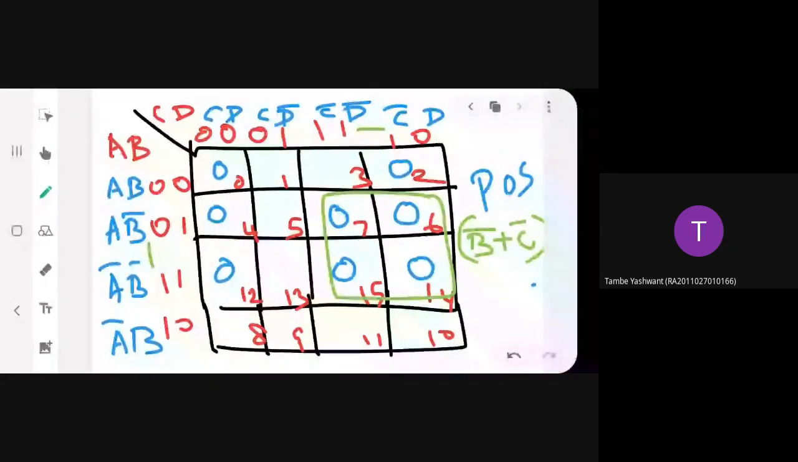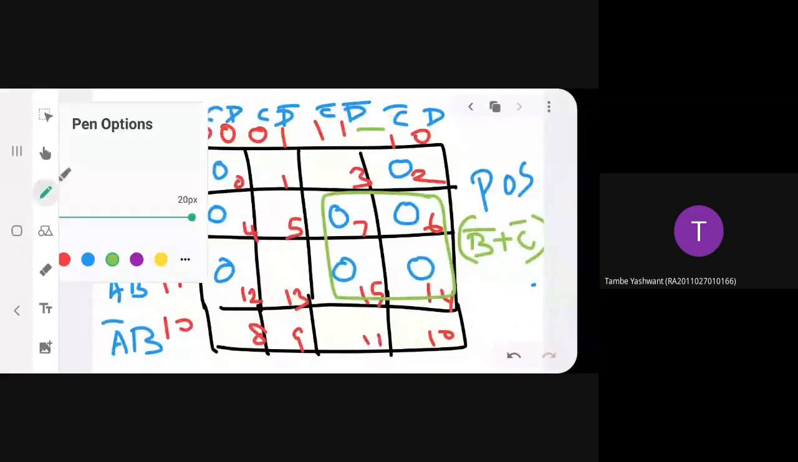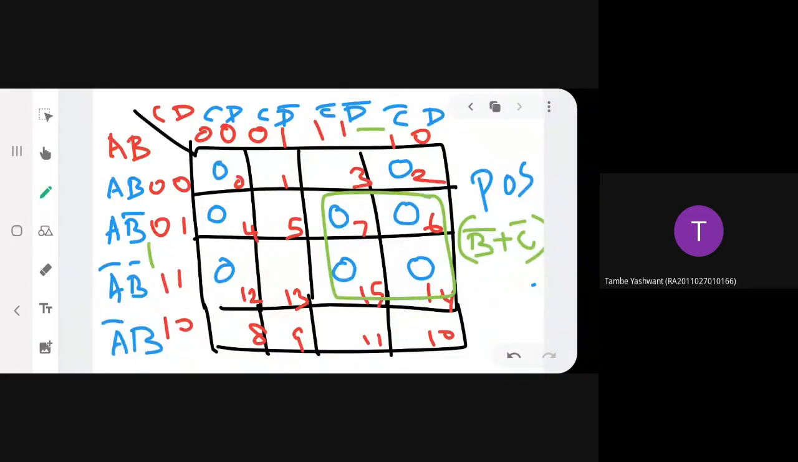Okay. Next grouping. What are the next possible groupings that we can do? 2 6 is one pair that will result in a higher number of gates. So you have to go for larger groupings that are possible. So here you can group this 0 0 and this 0 0. Is it possible or not?